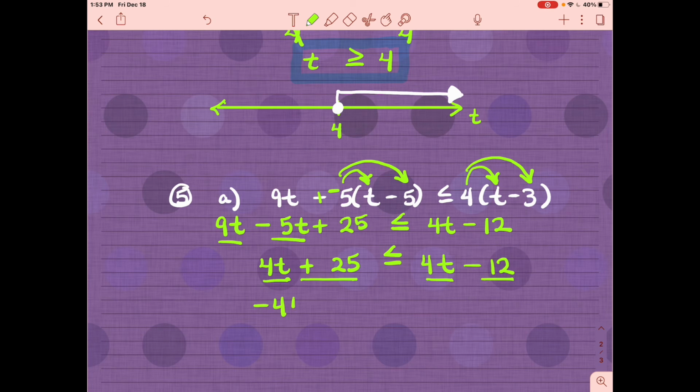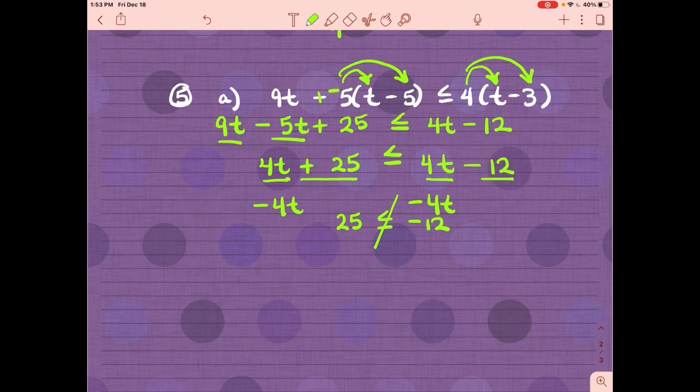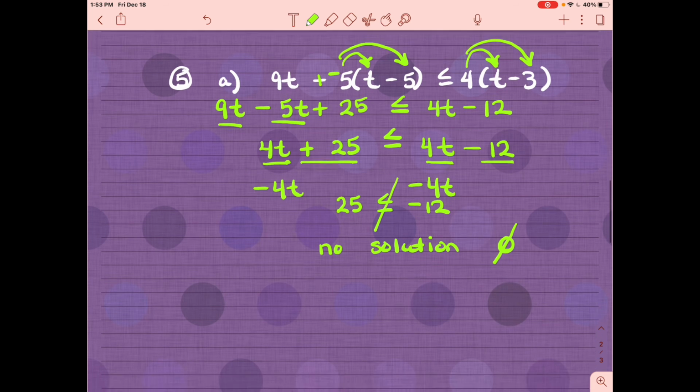If I want to get my t's together, I'm going to subtract 4t, and then I notice that I have 25 is less than or equal to negative 12. 25 is not less than or equal to negative 12. And so I am not going to have any solution to this. We will say no solution. Nothing works in this inequality. It is a null set that looks like that as a symbol for that.